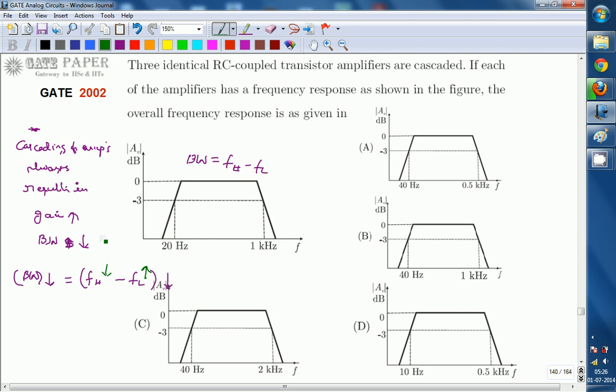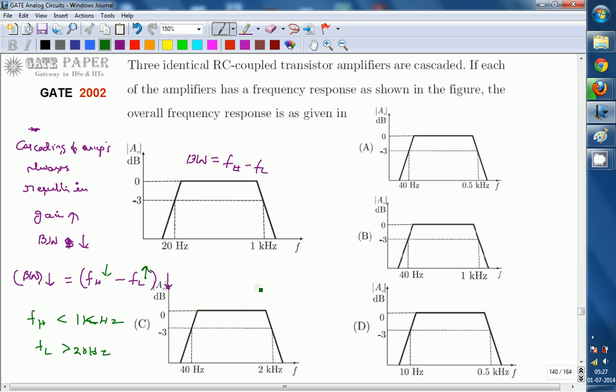So first of all, FH has to reduce. That is, the overall FH has to be less than 1 kHz. Remember that, 1 kHz. And FL has to be greater than 20 Hz. These are the conditions for the answer. So FH should be less than 1 kHz. If you observe, it may be either D or A, because A and D both have an upper cutoff frequency of 0.5 kHz, which satisfies the condition.